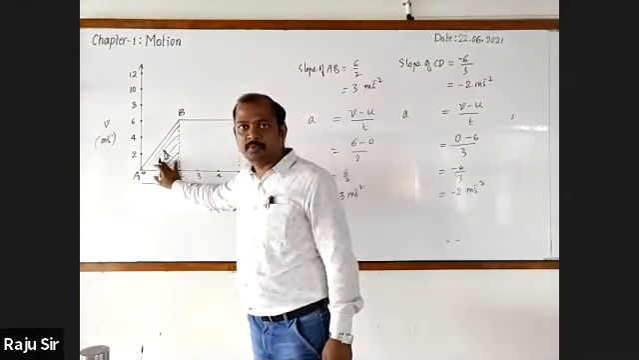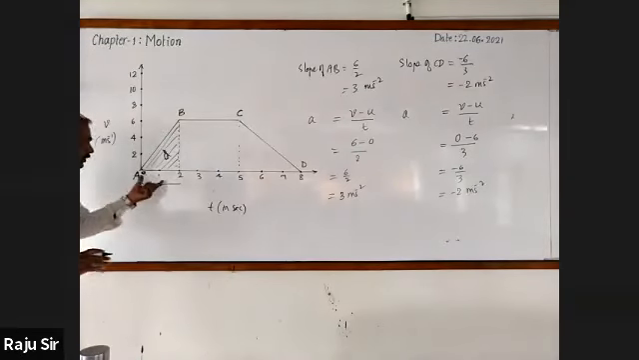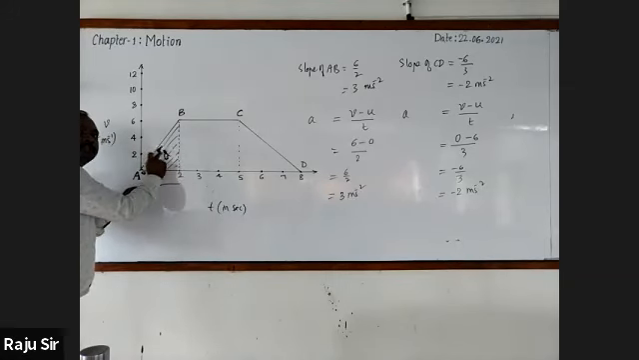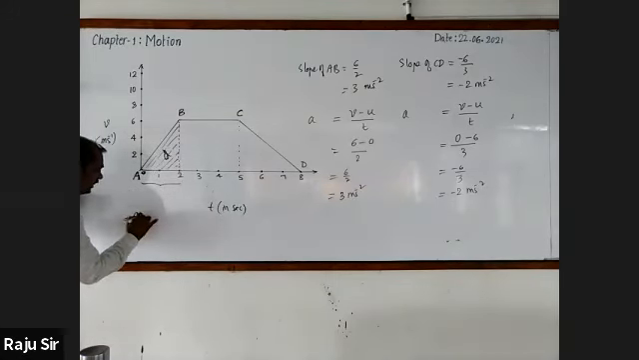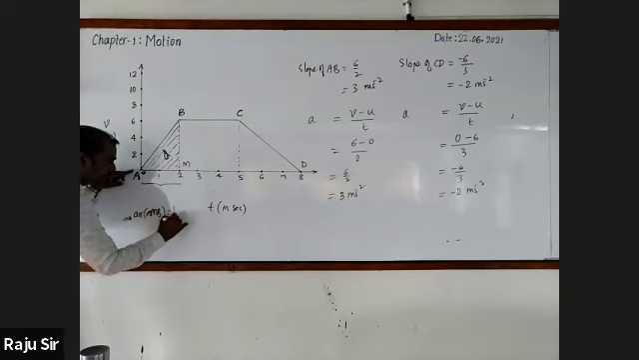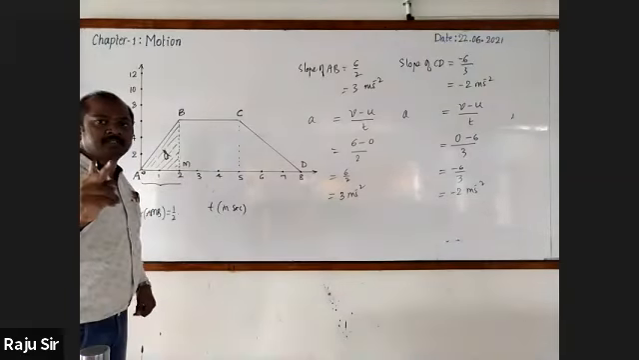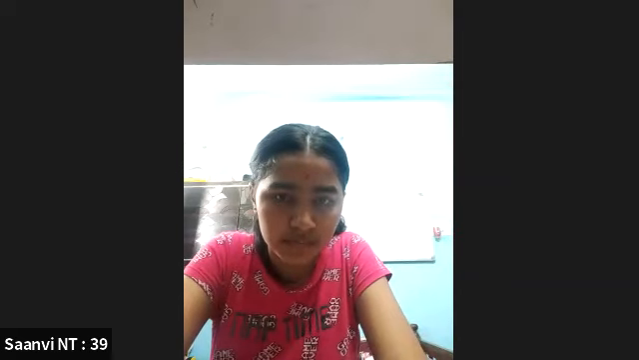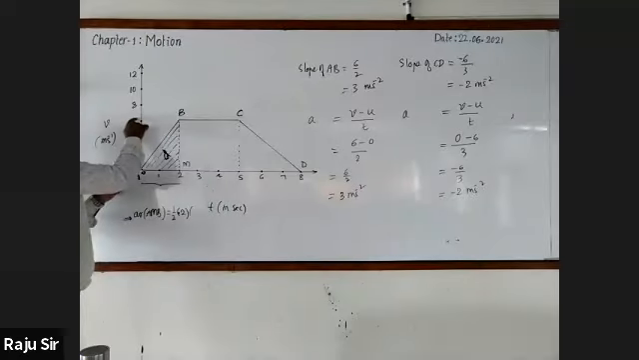If I want to find out the distance covered by the body in the first 2 seconds, I should find out the area of this part. Area of the triangle. Area of triangle is half into base into height. Base, how many units? 2 units. Height, how many units? 6 units. 2 and 2 can cancel.